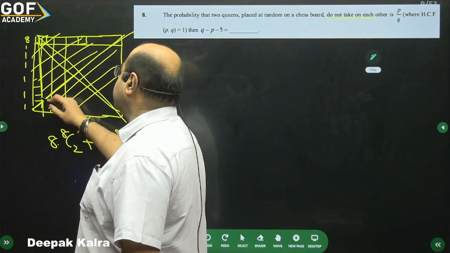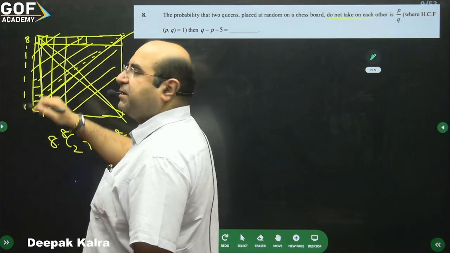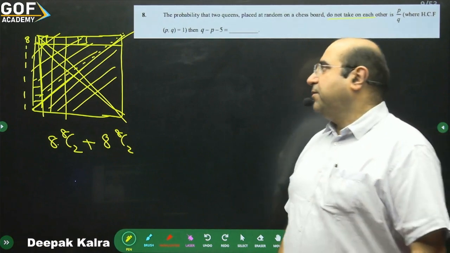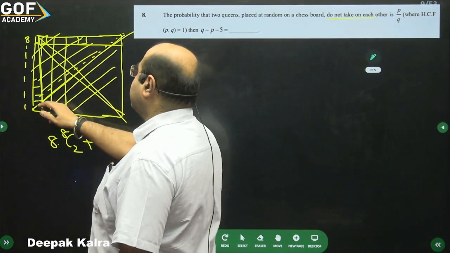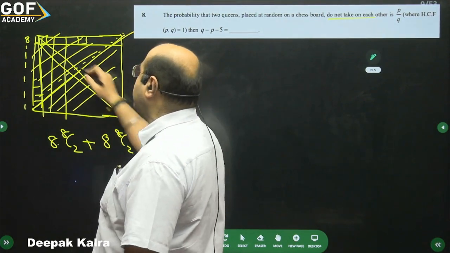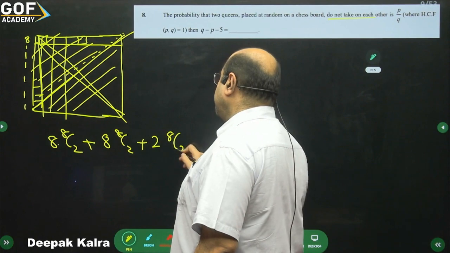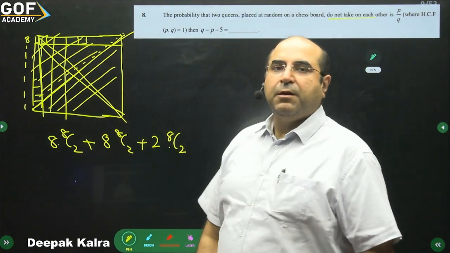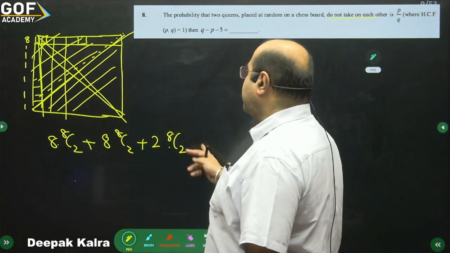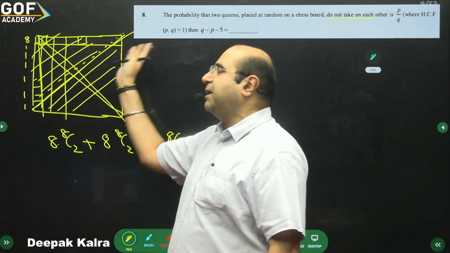Next case is the 2 diagonals. The diagonal positions: you can understand there are 8 squares. Out of those 8 squares, in this way or this way, we have 8C2 positions. You understood? Now, this is for the case of vertical, horizontal, and diagonal.